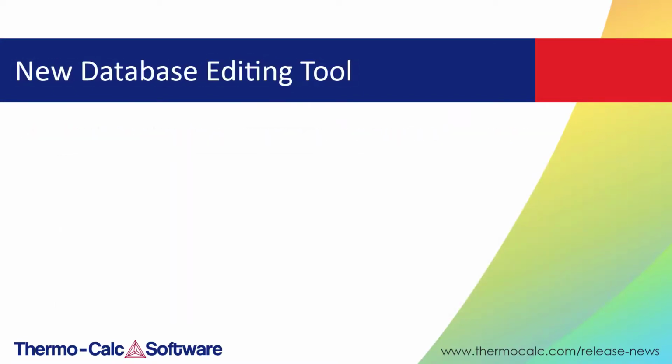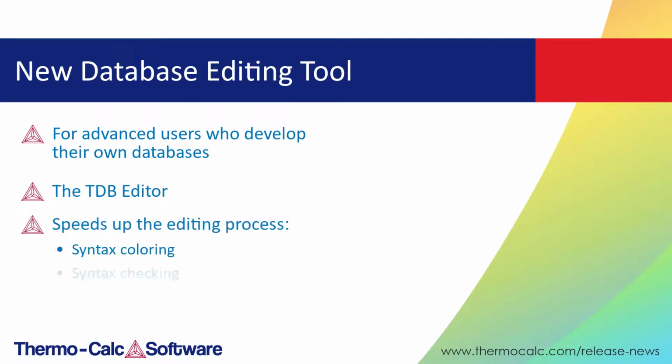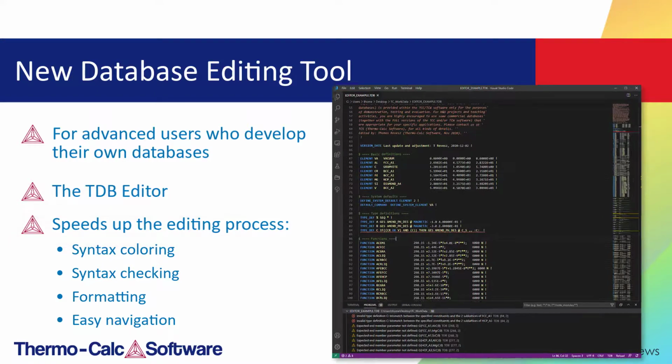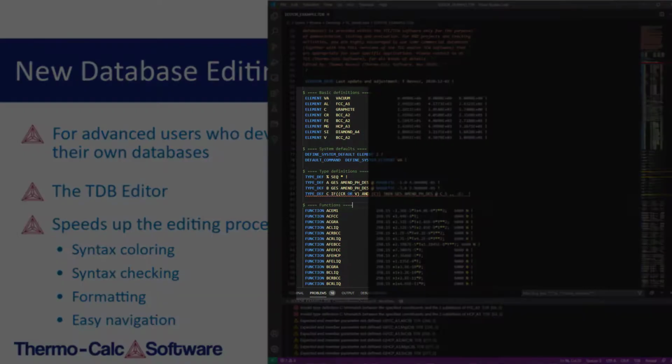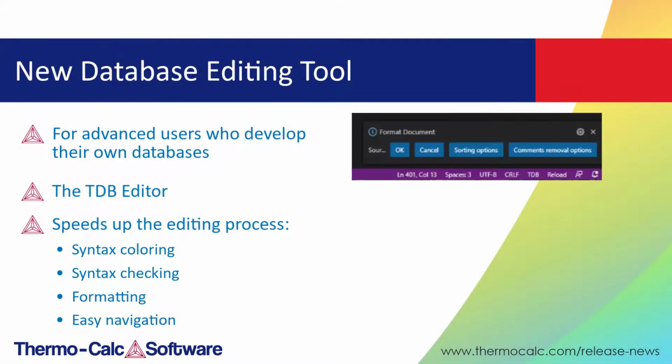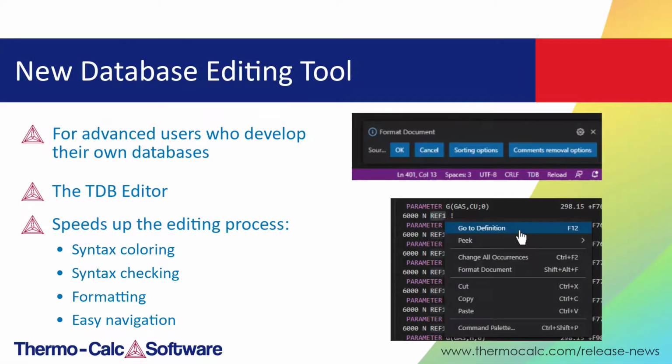For users who develop their own databases, a new database editing tool is introduced in ThermoCalc 2021A, the TDB editor. This tool speeds up the database editing process by providing immediate feedback through syntax coloring, syntax checking, and by allowing formatting and easy navigation to items of interest in the TDB file.